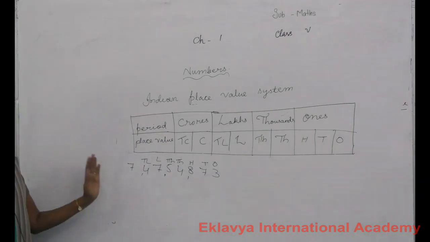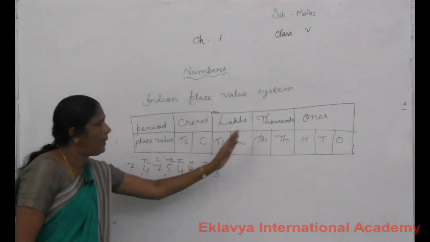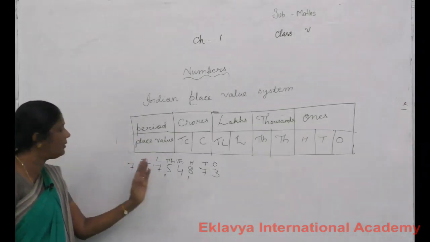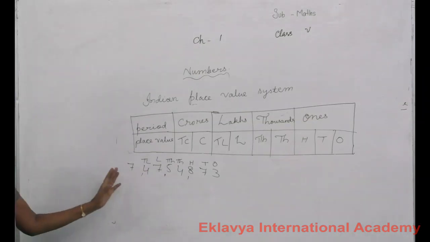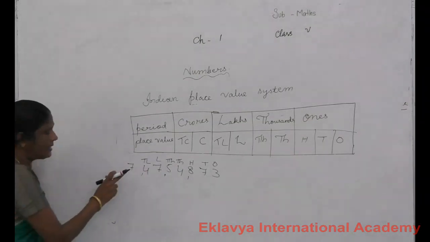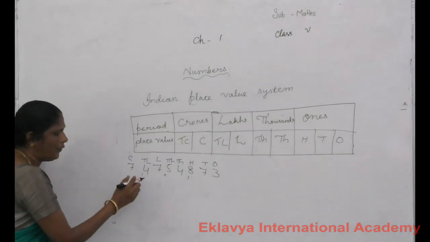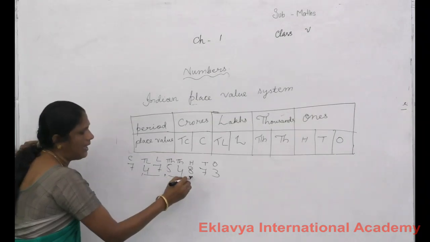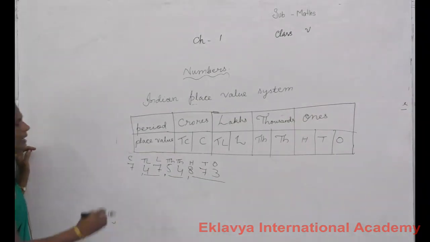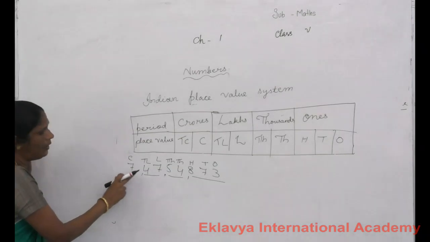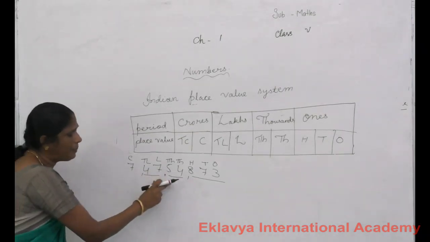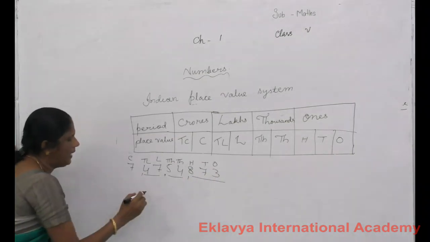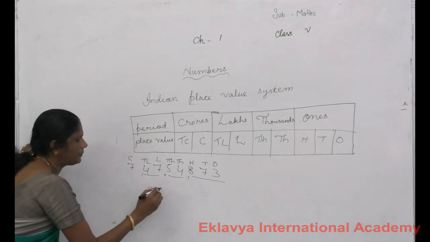Then how to read. We read the ones period together, then thousand period we also read together, then lakh period we also read together, then crore. Then first you read 7 crore 47 lakh 54,873. Again 7 crore 47 lakh 54,873. Again one more example.